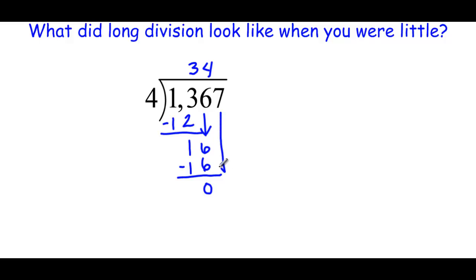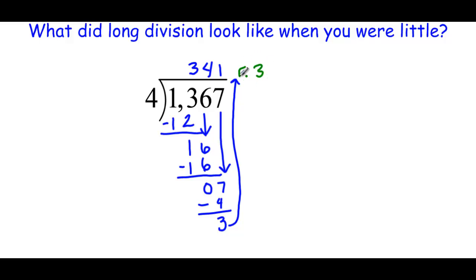But we couldn't forget about this 7, so then we would drop down a 7. How many times does 4 go into 7 evenly? 1 full time. 1 times 4 is 4. Subtract to see how many are left over, and we get a 3. Now when you were little, they probably had you do something like this, r dot 3, to say you had a remainder of 3.